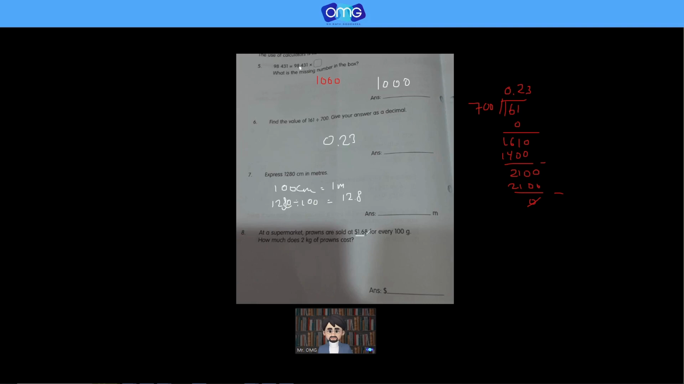This supermarket's prawns are sold at $1.68 for every 100 grams. 2 kilograms is 2,000 grams. 2,000 divided by 100, so we have 20 packets of this. So 1.68 times 20 gives us 336, yeah, 3360, and 2 numbers behind the decimal, so we put 2 numbers behind the decimal. The answer is 33.6, and that's the answer.